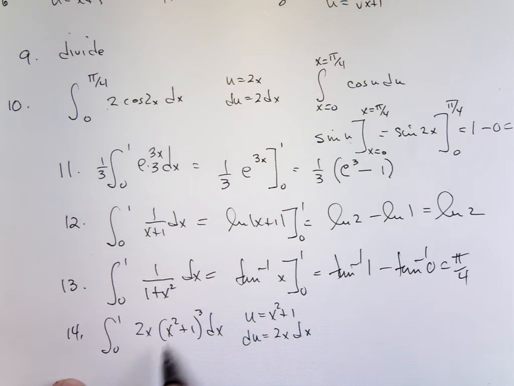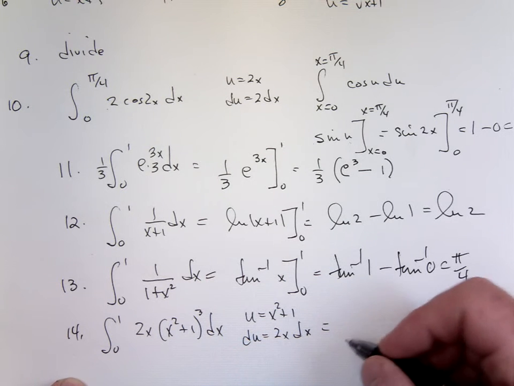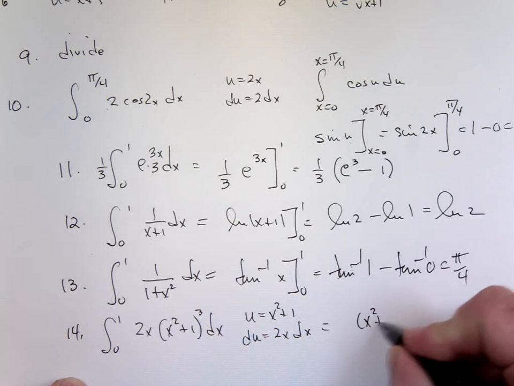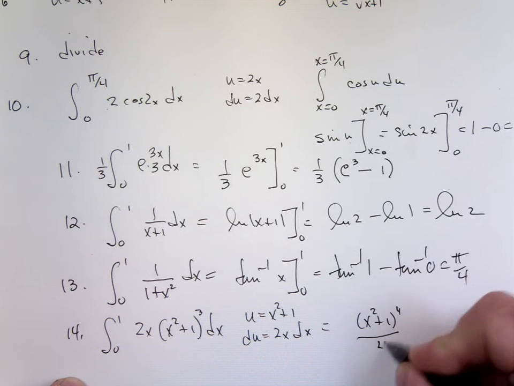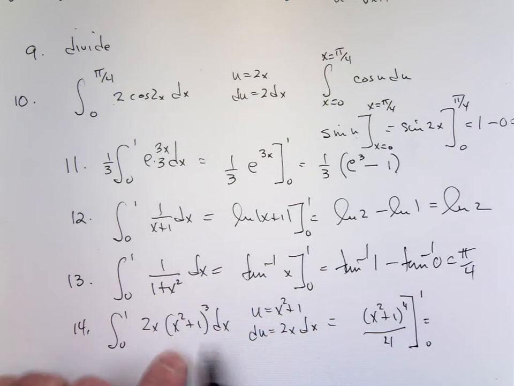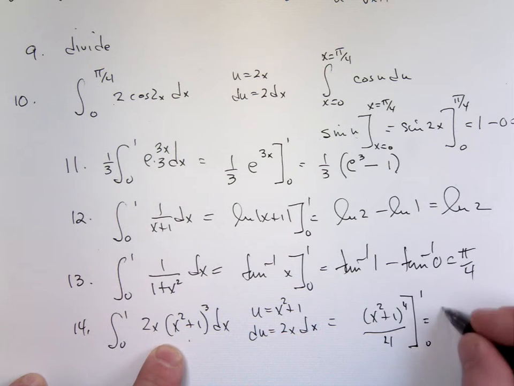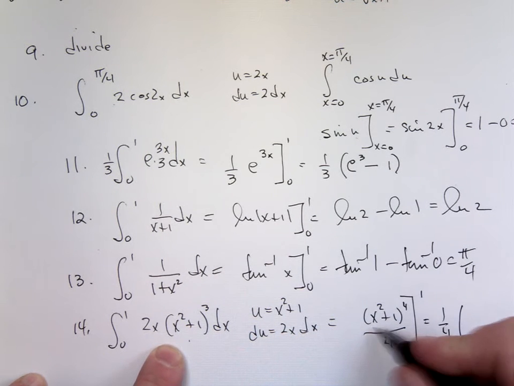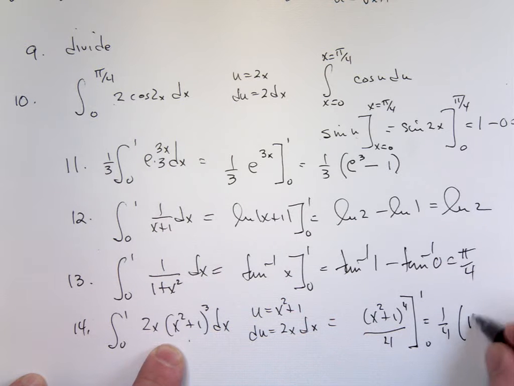Therefore, it's the integral of u cubed du, the integral of which is u to the 4th over 4 from 0 to 1. We see that? U is x squared plus 1. You get u cubed du, u to the 4th over 4. Substitute in. 1 plus 1 is 2, 16. Substitute in 0, 1 to get 15 fourths.